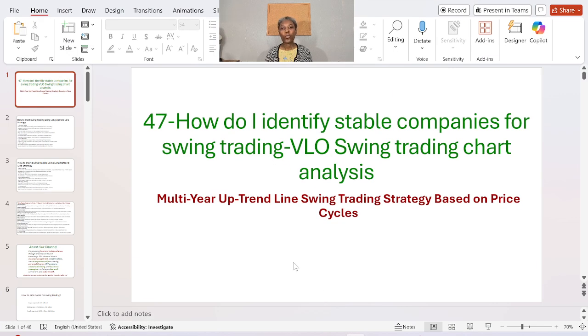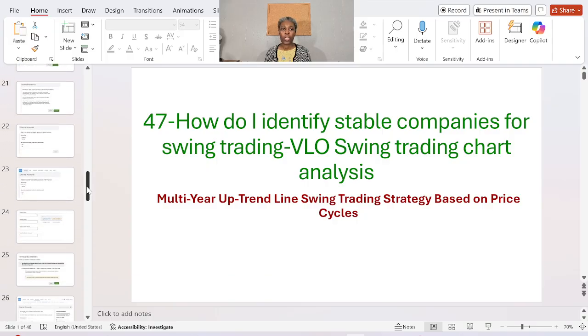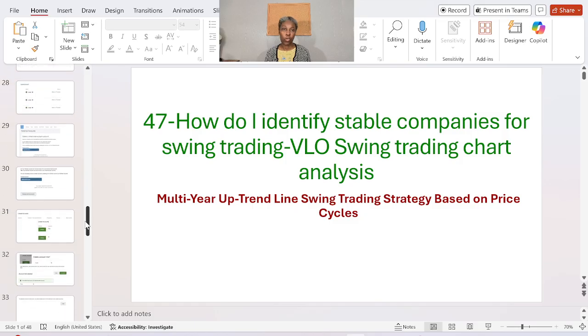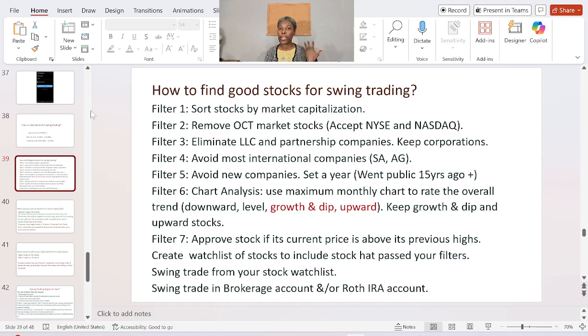Hello, how do I identify stable companies for swing trading? Well, when you find a company and you'd like to see if it's stable, there are filters that you can use to analyze that stock. For instance, that's the way I do it, but you can choose your own filters, or you can customize it. You can be more flexible or more tight than what I'm using.